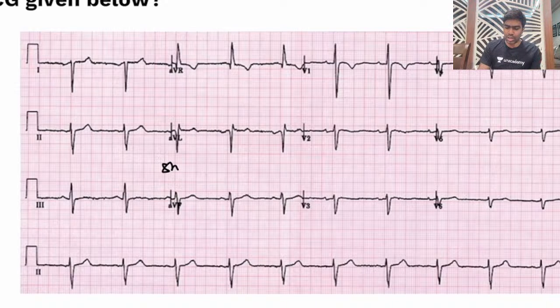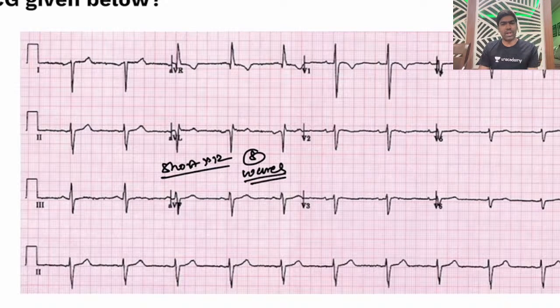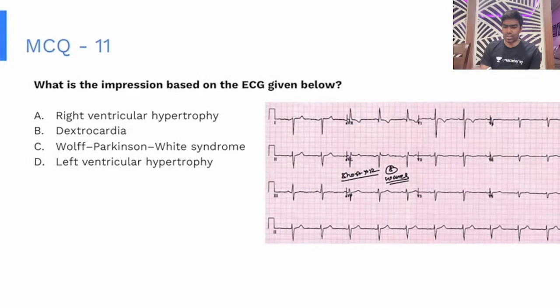In most leads, what you're noticing are the short PR intervals, and of course you're seeing delta waves. So very short PR in most of the leads, especially in the limb leads, and in most of the limb leads also you're seeing the slight slurring of the initial part of the QRS complex. So again, this is a straightforward one. The right answer for this is Wolff-Parkinson-White syndrome.